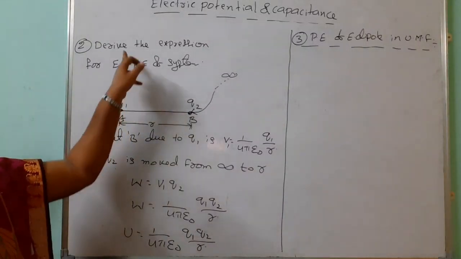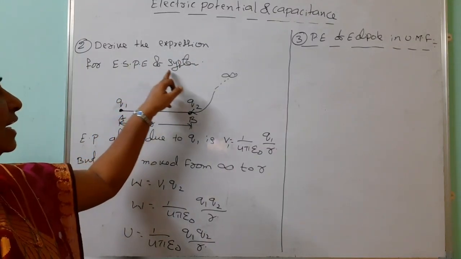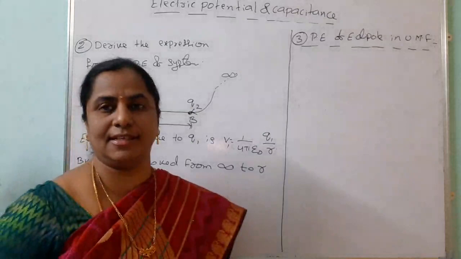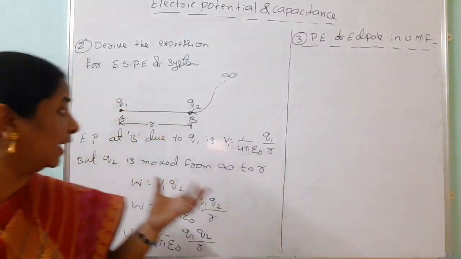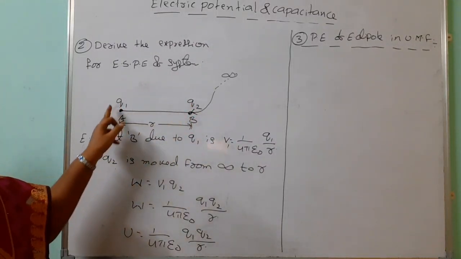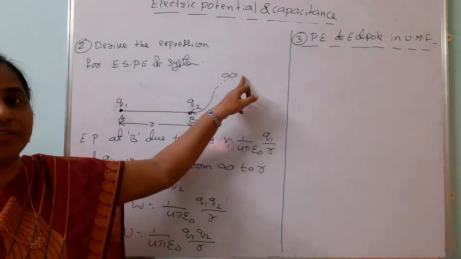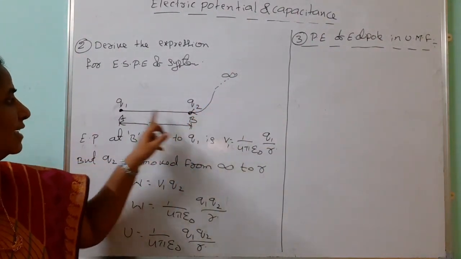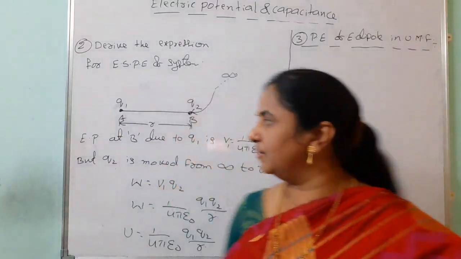The second S.A.Q. is: derive the expression for the electrostatic potential energy of a two charges system, not a number of charges, two charges system. For this we can take two charges, one is q1, another one is q2. q1 is at point A and q2 is being brought from infinity to point B. The distance between these two charges is r.